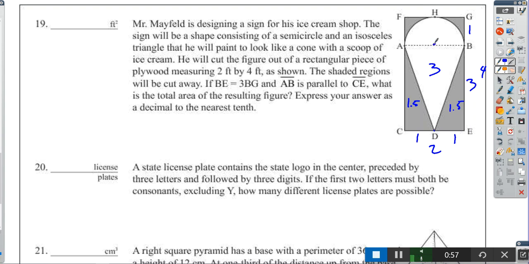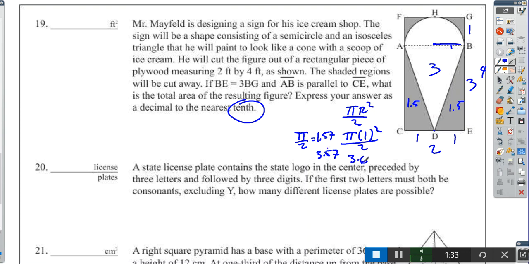For the circle, we know that this radius is 1. So we have pi r squared divided by 2, because it's only a semicircle. The radius is 1. All right, so we just have pi over 2. Well, pi is 3.14, so that is 1.57. All right, so we have 3 plus 1.57 rounded to the nearest tenth. Ooh, nearest tenth. So that would be 3.57, rounded in a sense is 3.6.